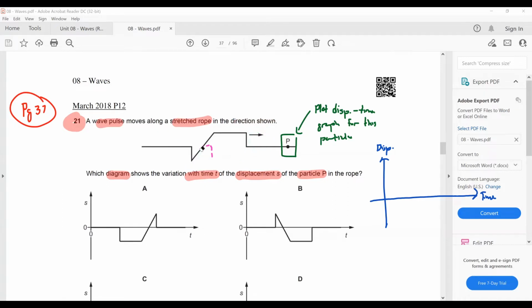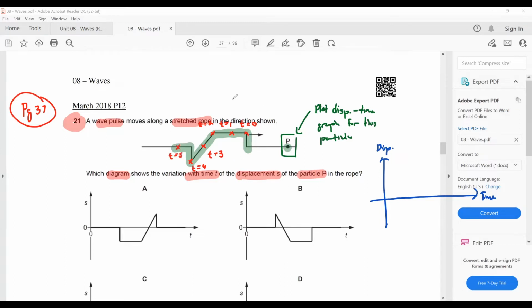which part of this wave pulse will actually reach point P first? You will see that it is actually this point that will reach point P first. It will be this part of the wave that reaches point P at t equals 0. And then it will be this part that reaches point P at t equals 1. This part reaches at t equals 2. And then this part at t equals 3, t equals 4, and then t equals 5.